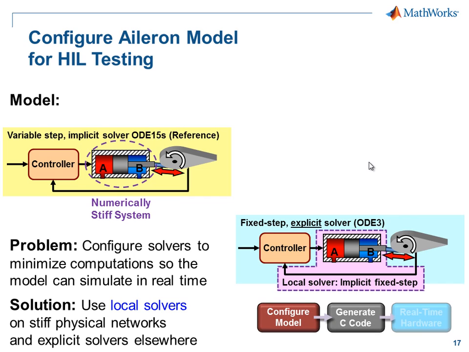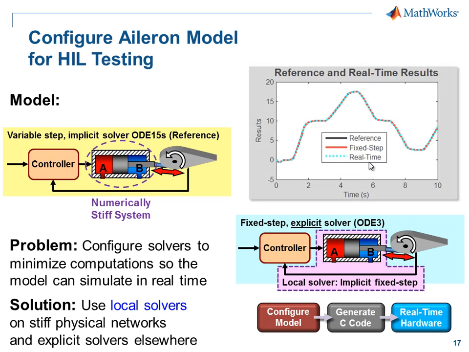We'll configure our model, generate code, and then download it to the real-time system. We'll see that the simulation results with the fixed step solver match the reference results obtained with the variable step solver. I'll now switch over to the model so you can see how this is done.